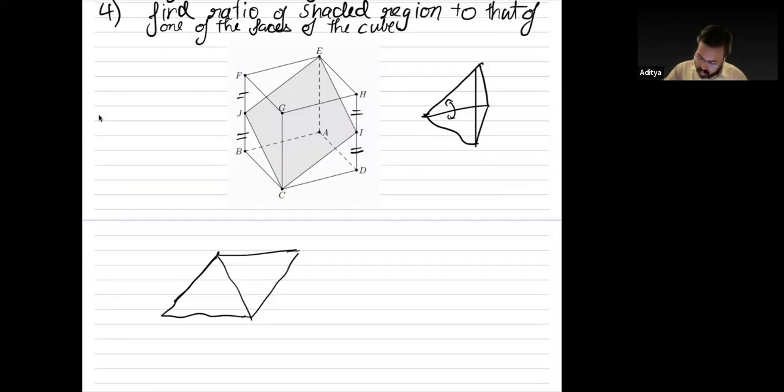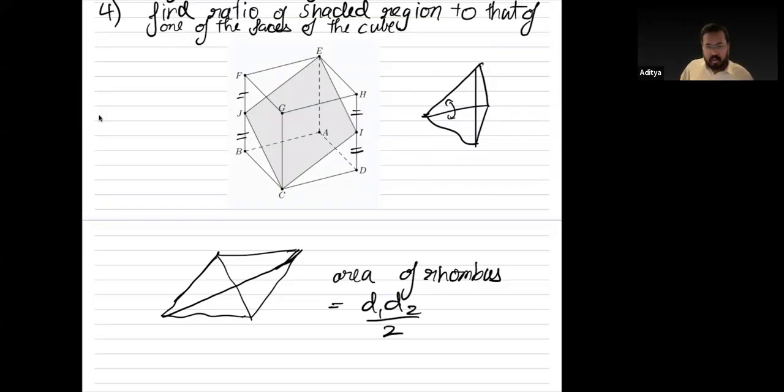Okay, so the area of a rhombus is equal to D1 D2 by 2. Try to think why this should be correct. First of all, one key fact about a rhombus is that the diagonals of a rhombus are perpendicular to each other. That is quite easy to show.